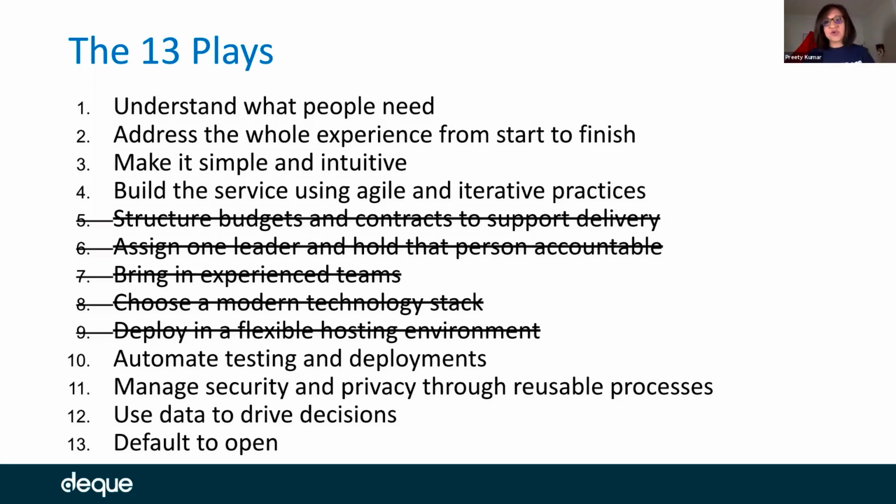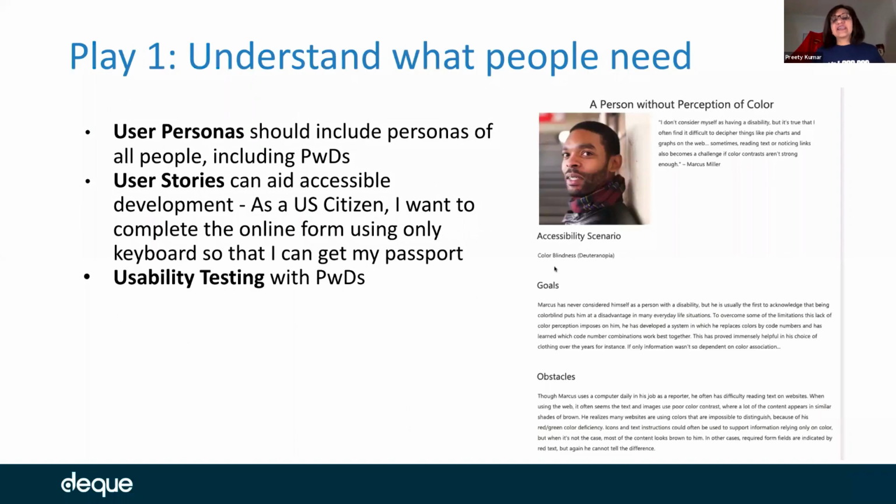Again, important for any testing that you're doing, not just accessibility testing. The next point is automate testing and deployments. I will get into that. That's play number 10. Number 11, manage security and privacy through reusable processes. I'm going to cover that. I'm going to cover data-driven decisions, and I'm going to cover, wherever possible, open source, okay? Let's get into it. Play 1, understand what people need.